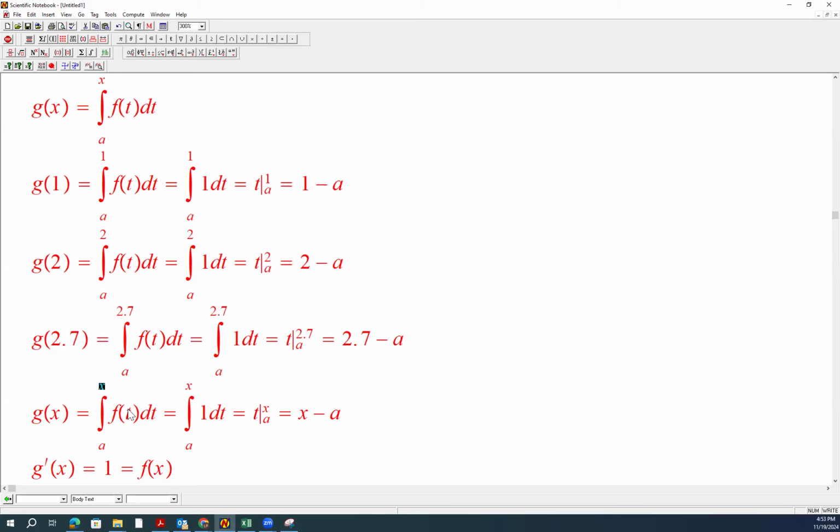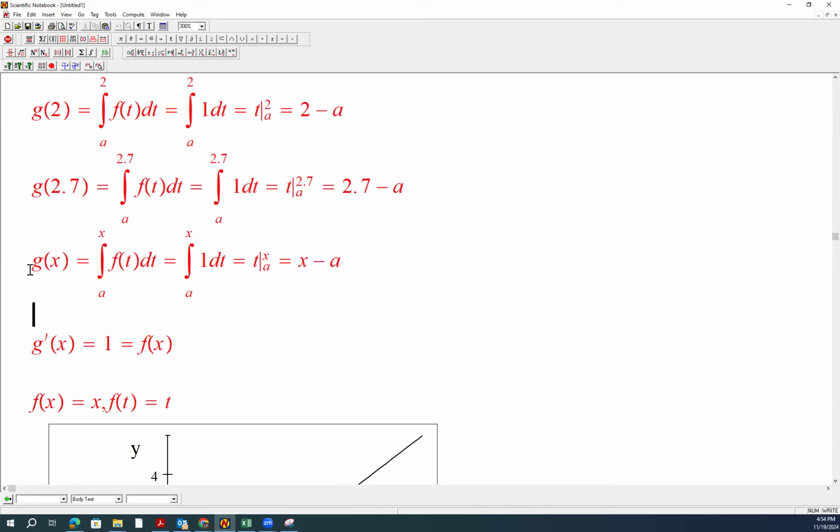So for this particular function, this x is the same as the x up here. Then we apply fundamental theorem of calculus part 2, and in this case we get g of x equals x minus a. Now we take a derivative of g, and we get 1, because the derivative of x is 1 and the derivative of a is 0, a is a constant, so that is f of x.